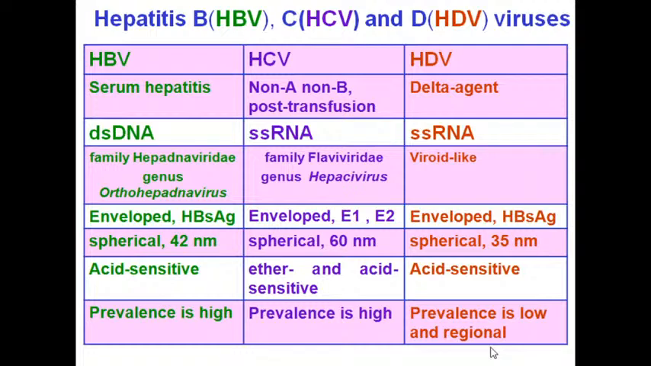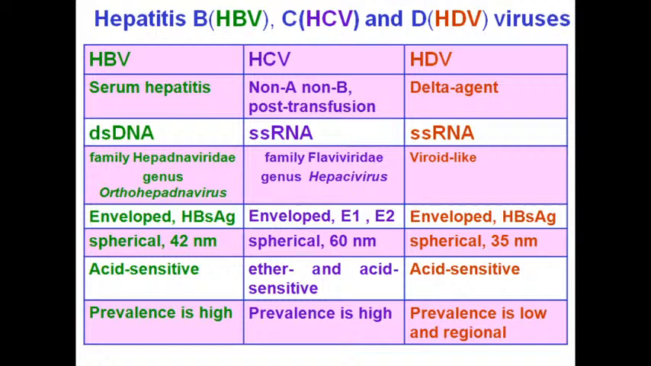Here we have a table where we briefly compare the properties of those hepatitis viruses. The infection caused by B is called serum hepatitis. Hepatitis C is called post-transfusional hepatitis, and the hepatitis D virus is called the delta agent. It is a defective virus, so it cannot cause infection solo. It needs some help, so we'll discuss it.